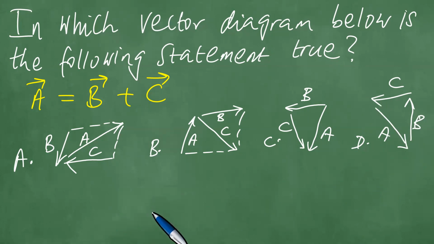Okay. In which vector diagram below is the following statement true? So we're saying vector A equals the vector sum of B and C. So now we're asking the question, which one is the correct one here? So look at this very carefully and reason. In which vector diagram below is the following statement true? Vector A is vector B plus vector C.